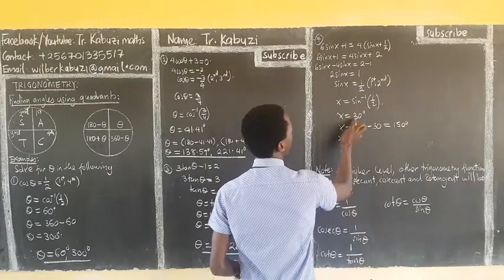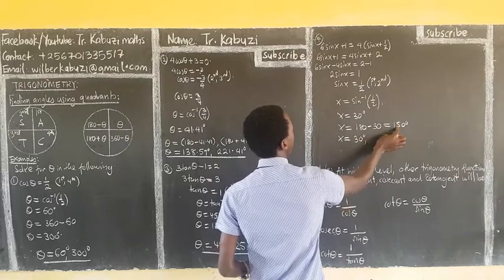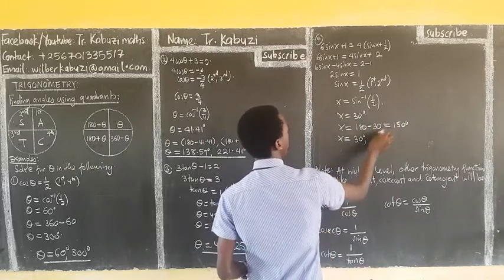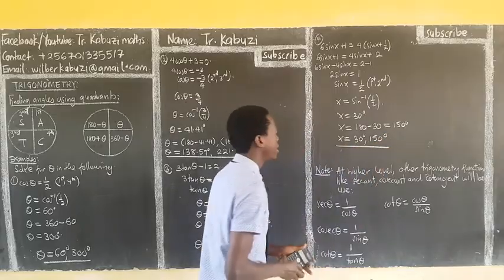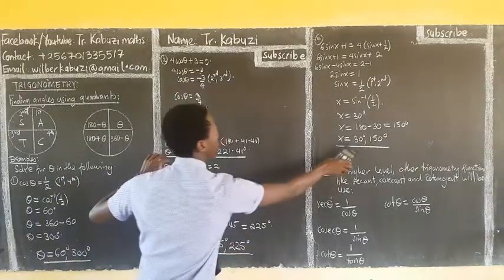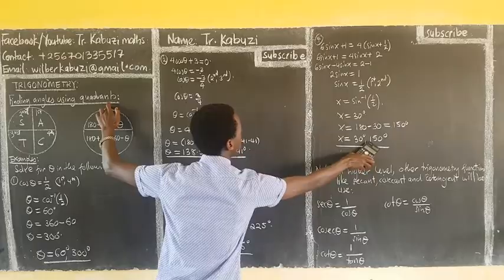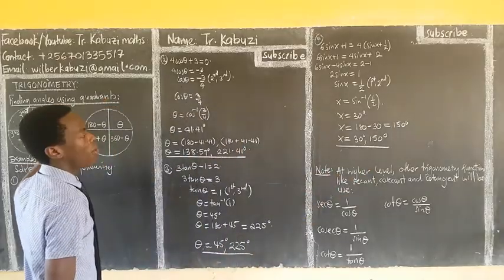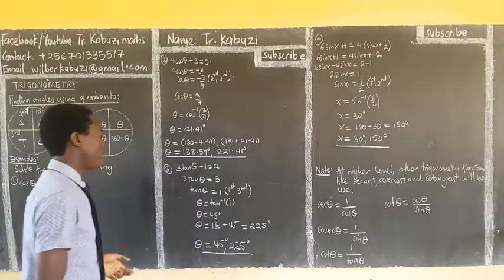Now we write all of them: the one in the first quadrant, which is 30 degrees, and the one in the second quadrant, which is 150 degrees. You see this one is in the first quadrant because it is from 0 to 90. This one is in the second quadrant because it is from 90 to 180, and so on.